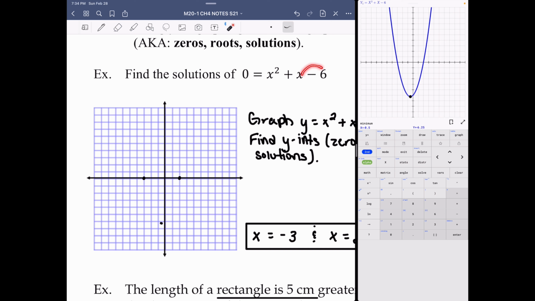And another point we can plot. Our y-intercept is -6, since this is in general form. The c value in general form is your y-intercept. So we have a y-intercept at -6, which means we also have a point at -1, -6, since the parabola is symmetrical about the vertex. Join those points together. And there is the graph of y equals x squared plus x minus 6.